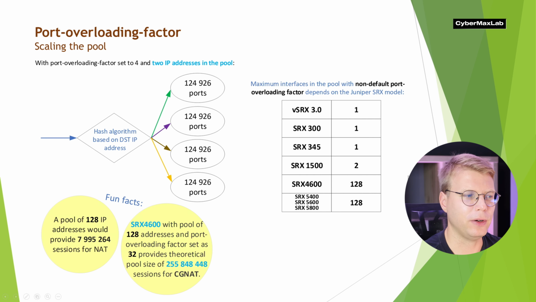And there are actually fun facts. A pool of 128 addresses can give you potentially just shy of 8 million sessions for NAT translation. But if you have, let's say, an SRX 4600 with the same pool of 128 addresses, but with the port overload factor enabled to 32, the maximum value, you have a theoretical pool size of over 255 million sessions. This is something very important for the ISP scenarios like carrier-grade NAT or CGNAT.